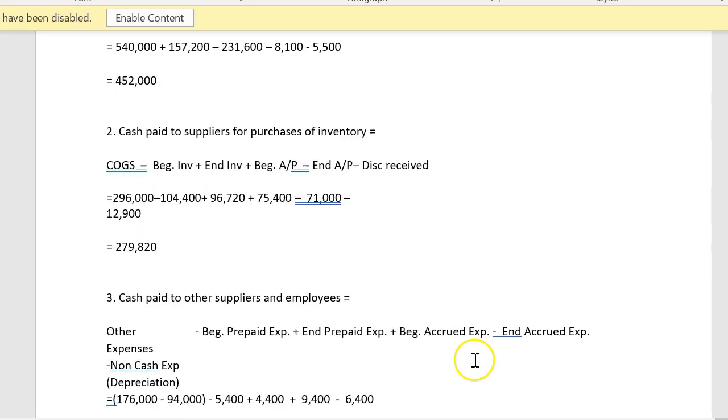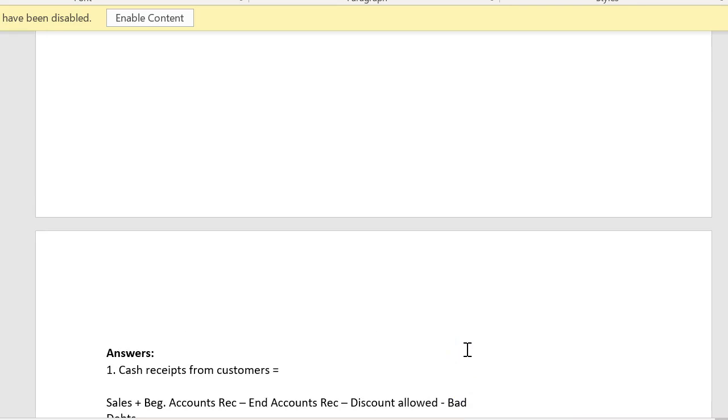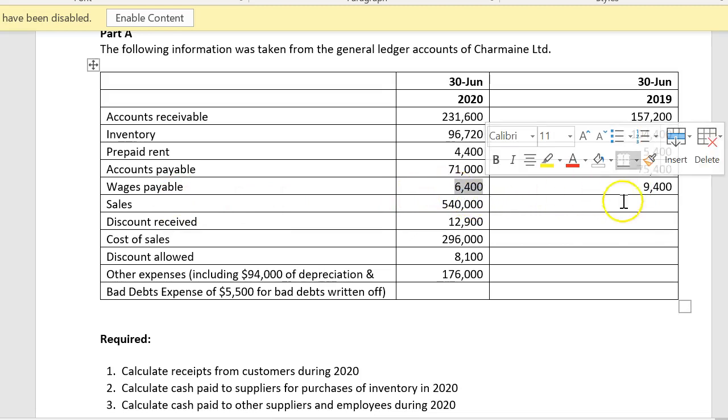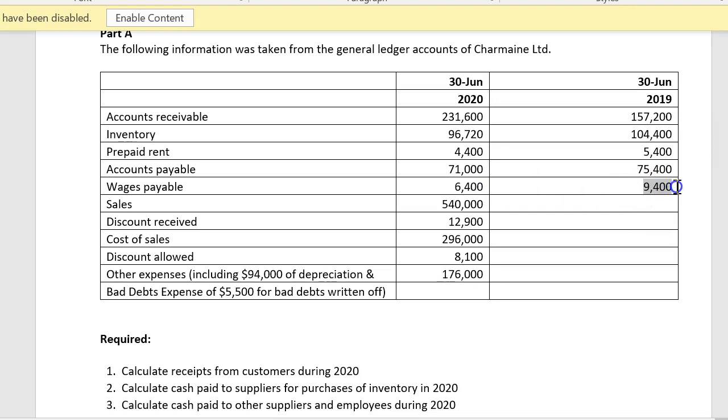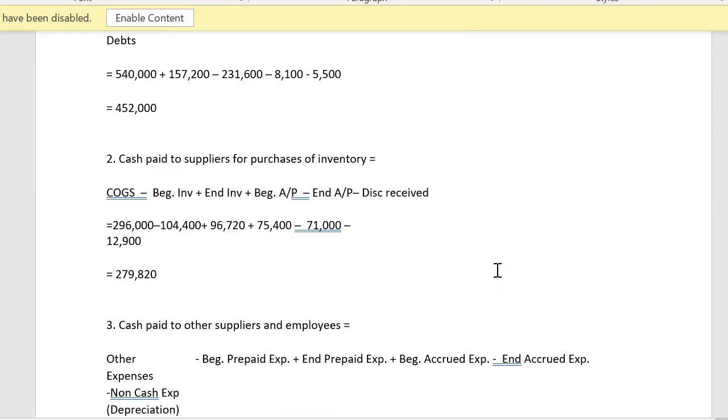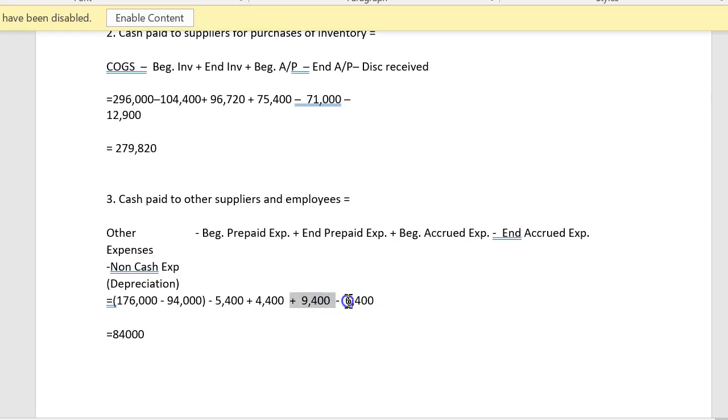plus beginning accrued expense payable. Now what's the accrued expense payable here? Which is wages payable. It could be electricity payable, could be rent payable, could be anything. Okay, so you have opening balance of wages payable, which is 6,400. Sorry, opening balance of wages payable is 94, my mistake. Opening balance of wages payable is 94, and you minus 6,400. There you go. And you get the answer, 84,000.